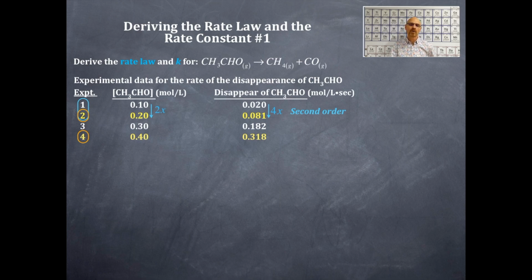Okay, let's take another set of experimental conditions here, and we're going to look at experimental conditions 2 and 4. Okay, and between 2 and 4, it's going from a concentration of 0.20 to 0.40. That's a doubling. Okay, so if the concentration is being doubled, what happens to the rate between experiment 2 and 4? If you look at experiments 2 and 4, the rate of the disappearance is going from 0.081 to 0.318, and that is also quadrupling. So if you double the concentration and you quadruple the rate, then that is, of course, second order. So that is just verifying that.